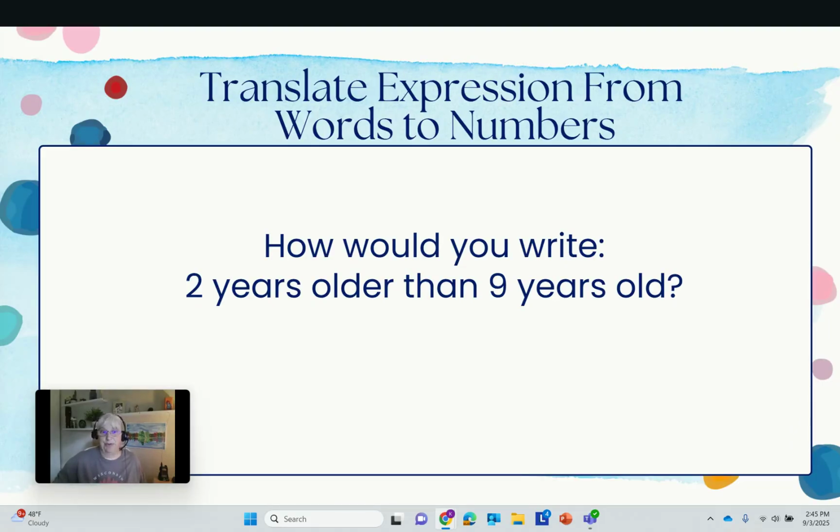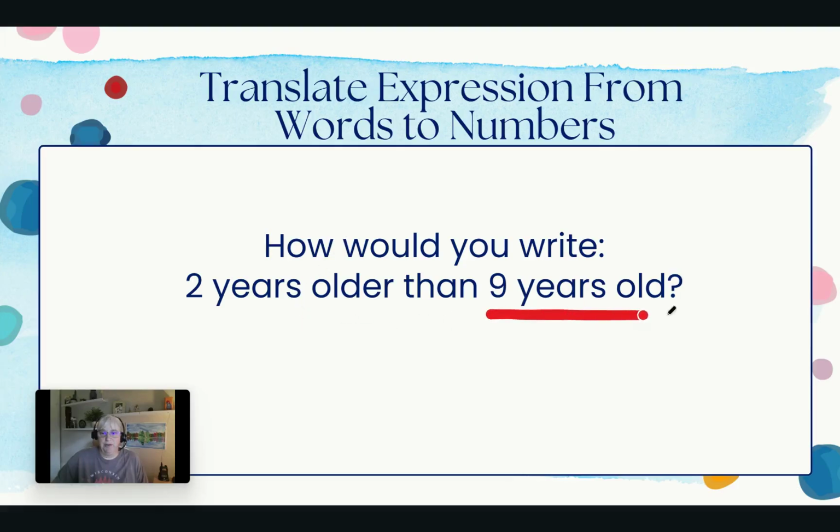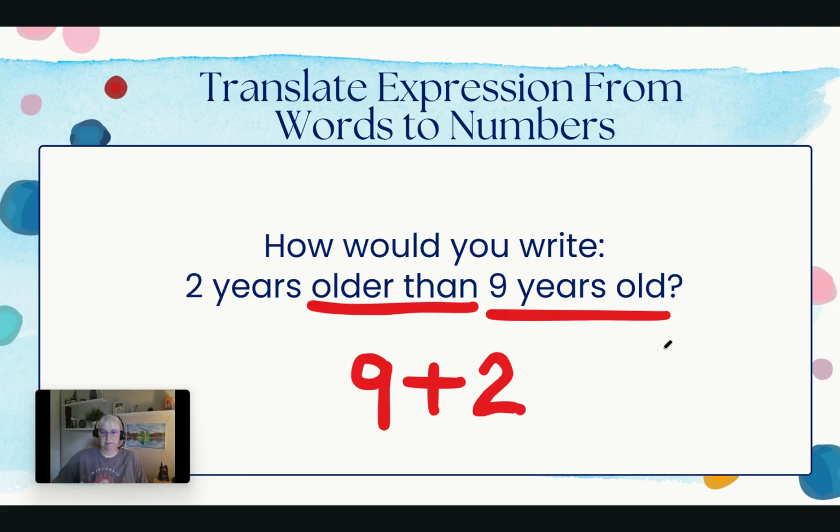Now that you have those tools ready, let's come back and look at how would you write 2 years older than 9 years old? How on earth would I do that? Well, I have to think about what they're telling me. We have somebody who's 9 years old, but the person we're talking about is older than. That's a key word for the plus sign. And how much older are they? 2 years older than. I could also write it 2 plus 9. It would give me the same answer.